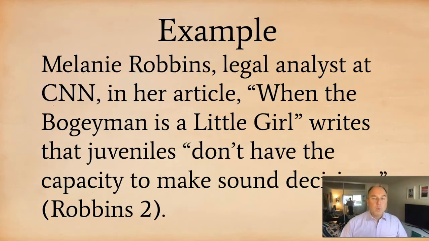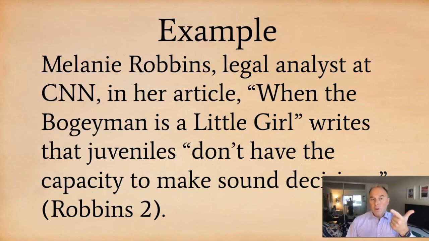So an example of this could be something like this. Melanie Robbins, that's the person. Legal analyst at CNN, that's the ethos, that's why we should trust her because she's an expert at this. In her article, and here comes the title, When the Bogeyman is a Little Girl, writes that juveniles don't have the capacity to make sound decisions. That's the quote that we're looking at, right? And then we're ending with a citation here with the surname and the page number. Okay, that's the shape of your evidence.